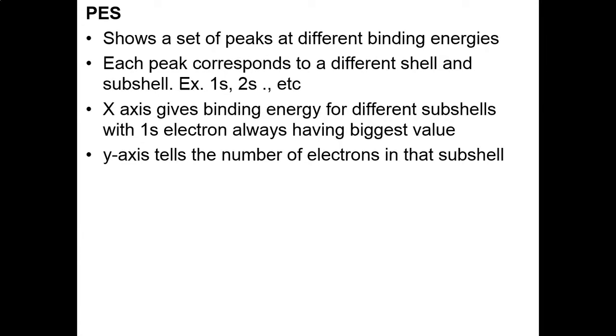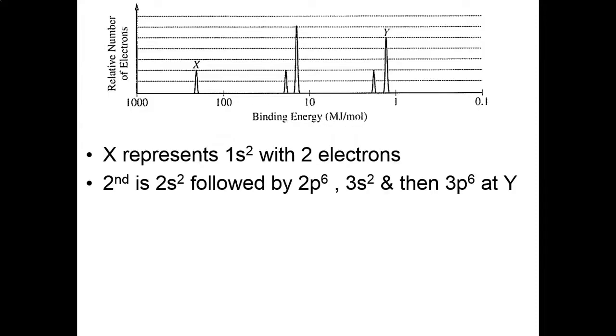Don't ever change that. The x-axis gives binding energy for different subshells, with the 1s electron always having the biggest value. The y-axis tells us the number of electrons in that subshell. So the height, which is called the intensity, is the number of electrons. And that's going to be either 2 electrons or 6. They don't really go to d, so you don't see 10 electrons. So you're going to have 2 for s, or you're going to have 6 for p, because that's how many electrons are possible in s and p.